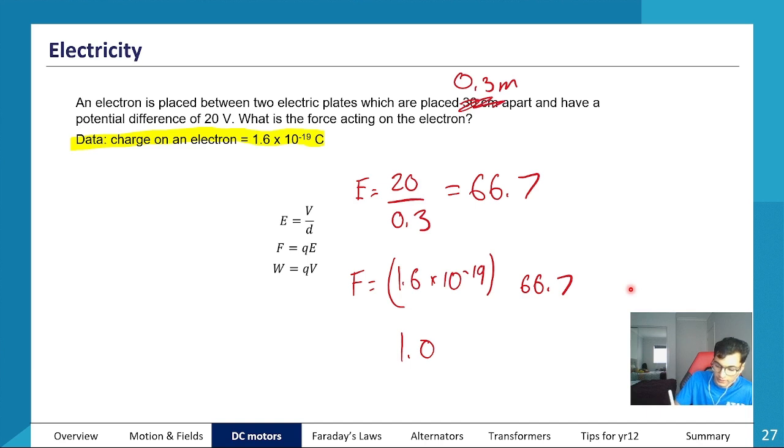1.07 times 10 to the negative 17 newtons. And because everything is given in 2 sig figs, just to be safe, I would be rounding this answer to 2 sig figs. So 1.1 times 10 to the negative 17 newtons.